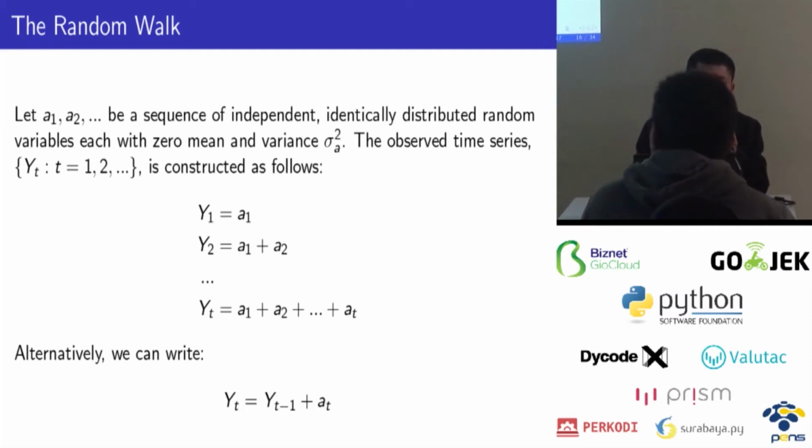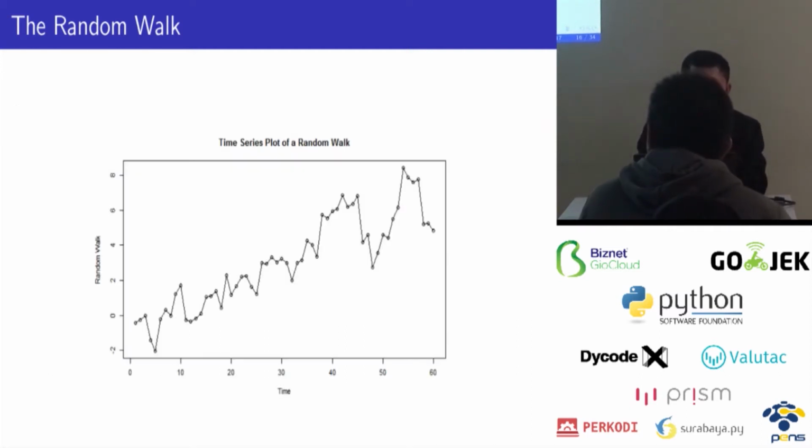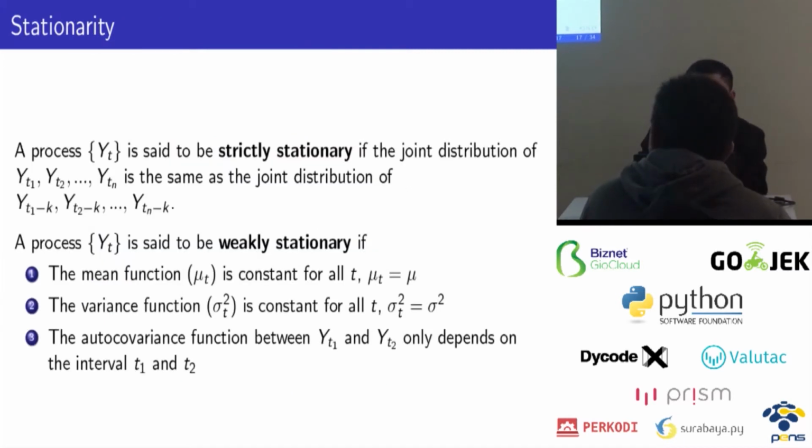Also, there is a term like random walk. Random walk is like the name: you walk randomly. The data of today is only related with the observation from the previous time. This is what we can say is random walk. This is the example of random walk.